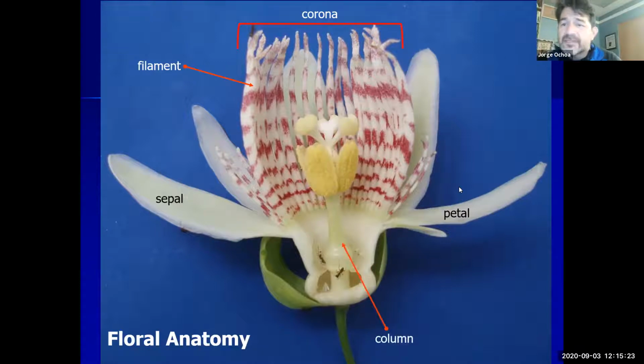Then the reproductive structure in the center will have what is known as a column, a structure that is going to have on top the anthers, which will produce the pollen, and the ovary, which will become the fruit later on, and the stigma, which will be the area where the pollen will be placed by the pollinator. So this will be the structure of the flower for passion flowers.